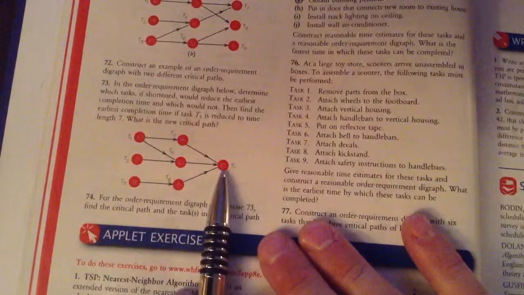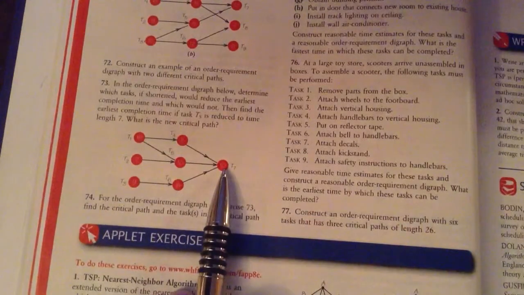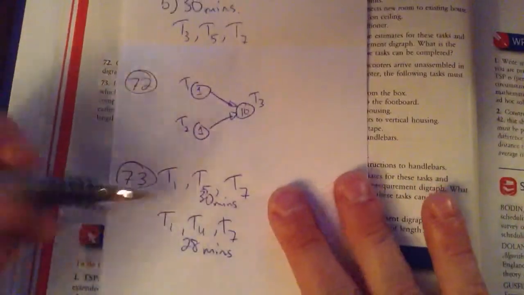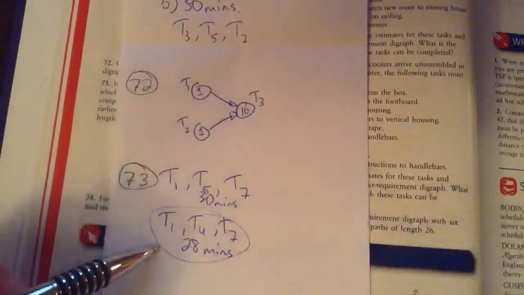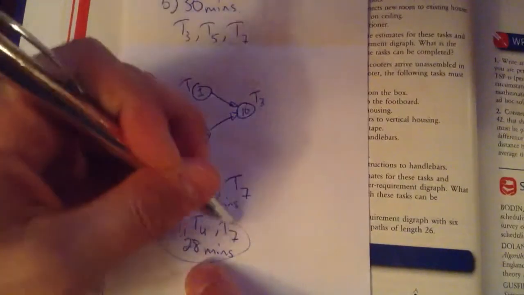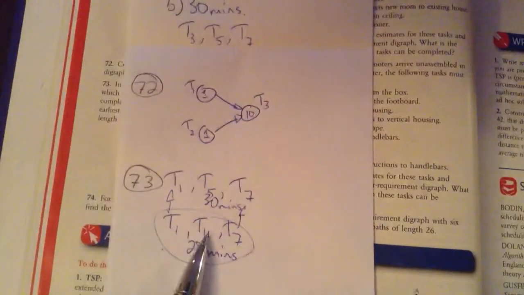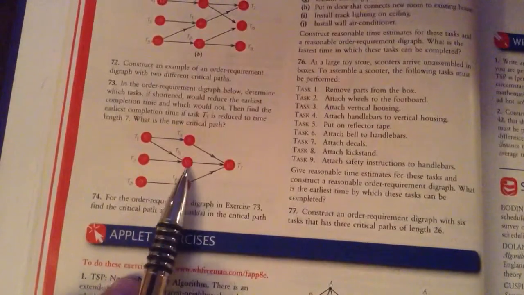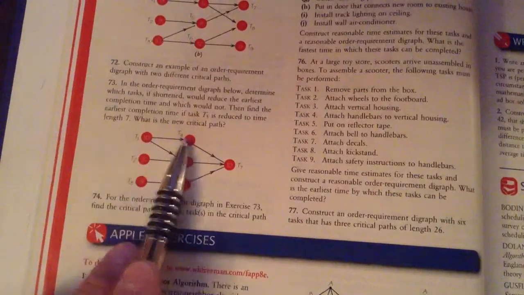If T7 was reduced by 3 minutes, or T1 was reduced by 3 minutes, the problem is, if you see, our new critical path had T1 and T7 as members of it. The only one that changed was T5. So that's because T5 is the one that, if I shorten it, it creates a new critical path.